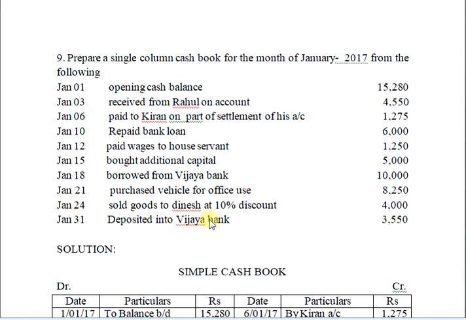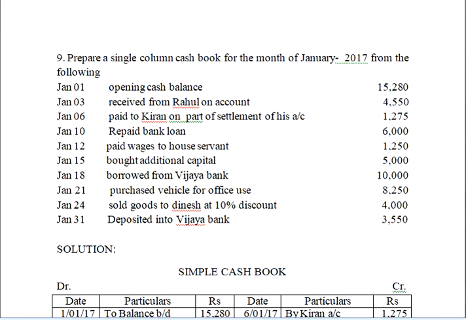Jan 31st, deposited into Vijaya Bank. What do we need to deposit? Cash we need to deposit. How much? 3,550. When we deposit the cash into Vijaya Bank, what happens? Our cash balance reduces. So it should be considered under the credit side, my dear students.